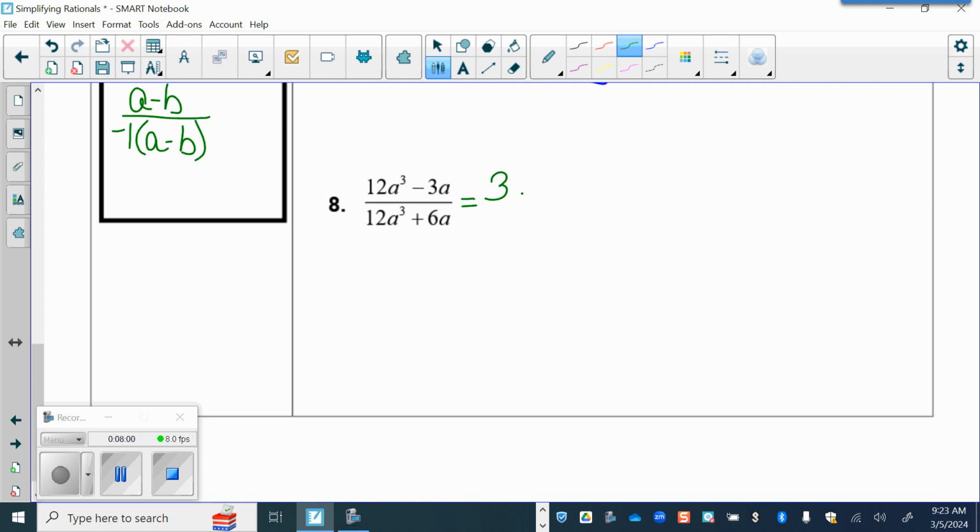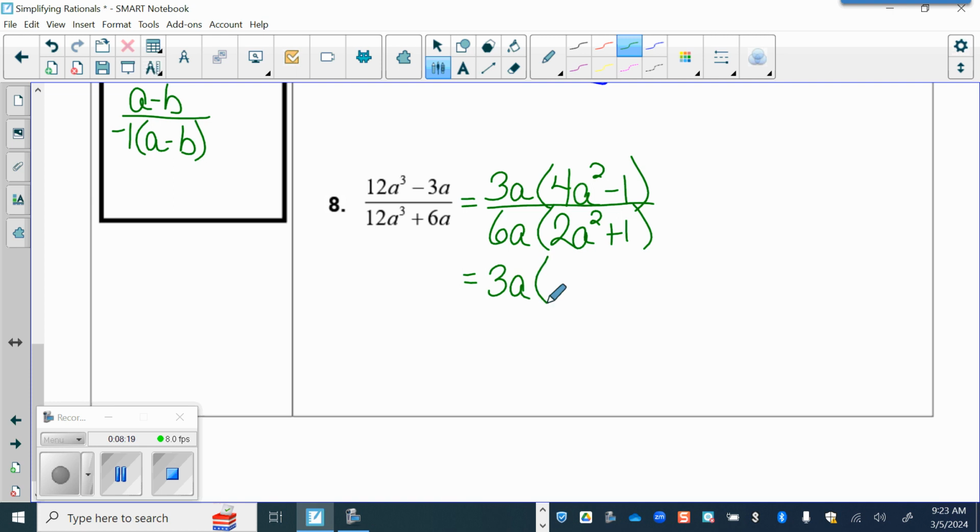All right, I'm going to pull out a GCF of 3a, leaving me with 4a squared minus 1. And in my denominator, 6a, leaving me with 2a squared plus 1. That numerator can be factored further. I have a perfect square minus a perfect square. Difference of squares. My denominator is beautifully factored.